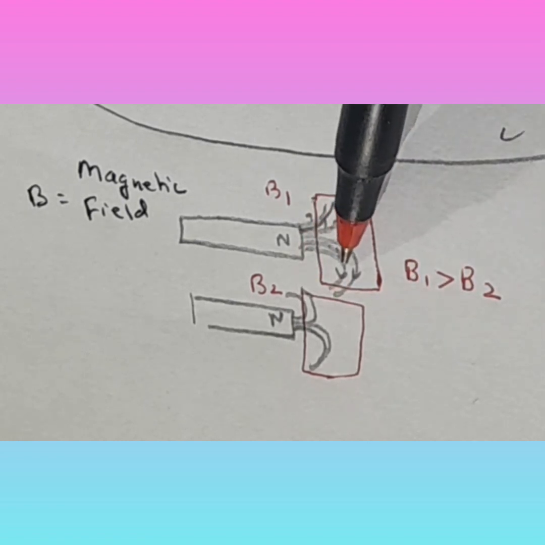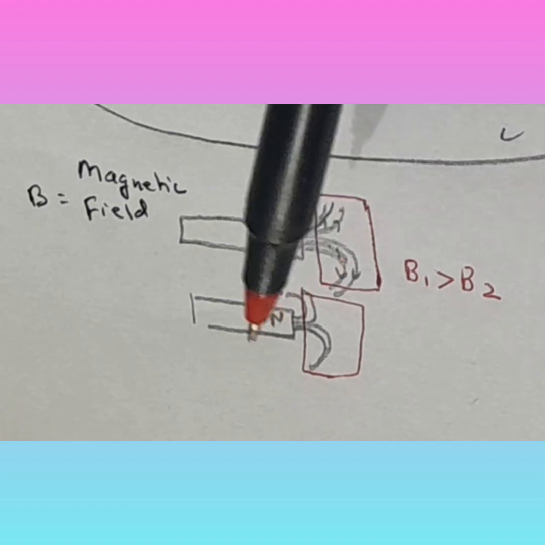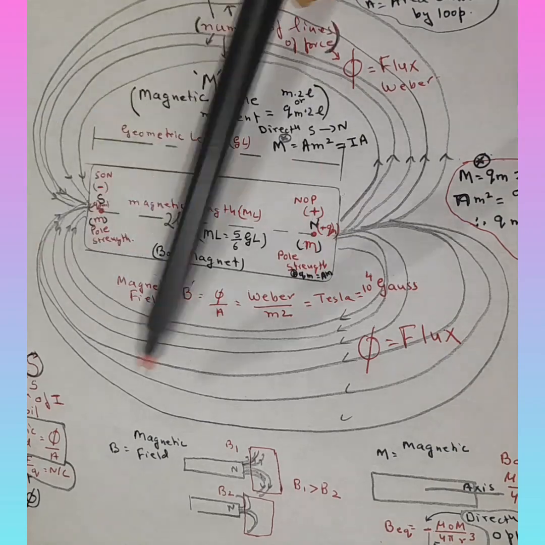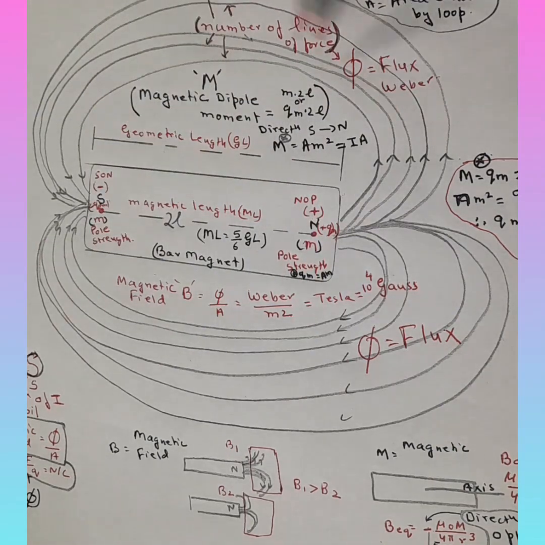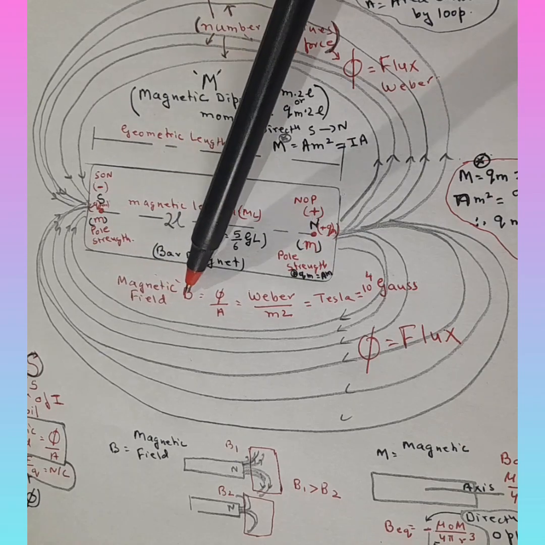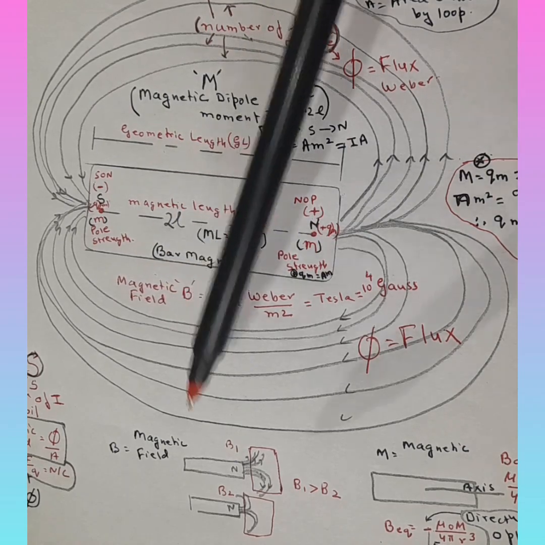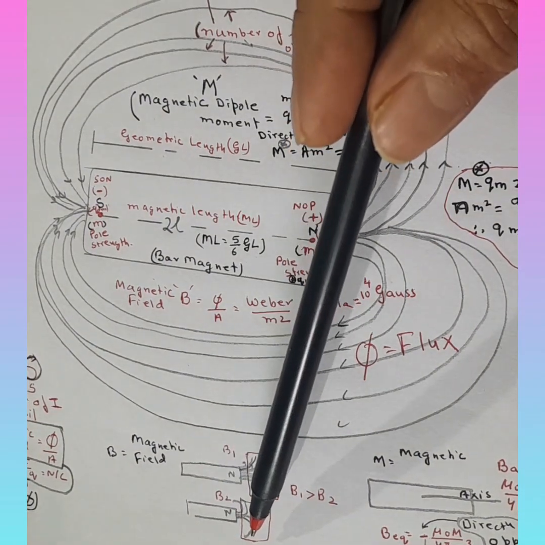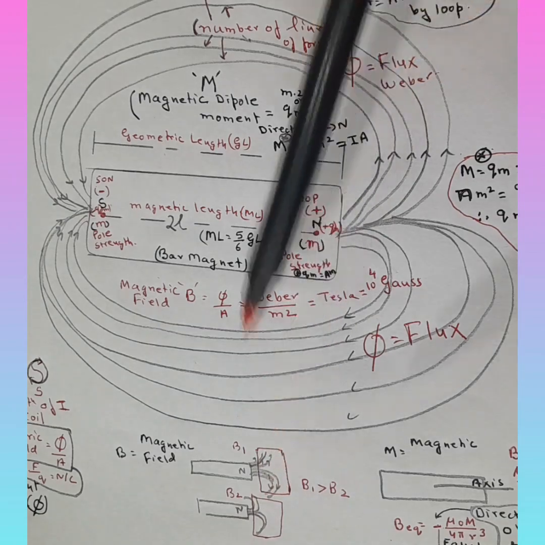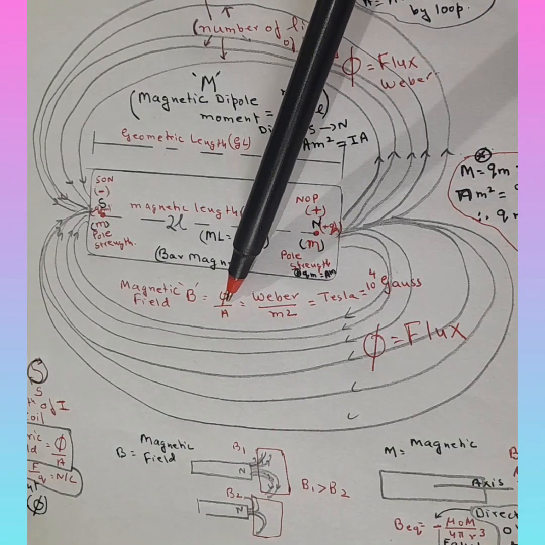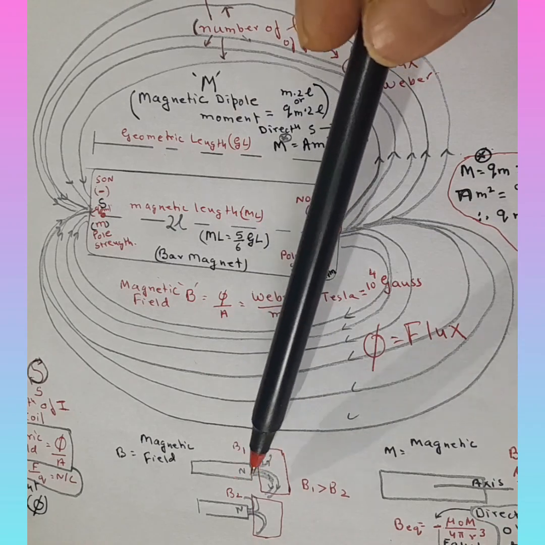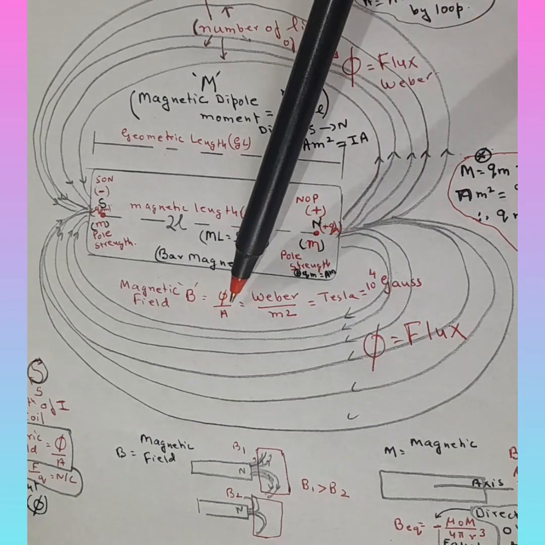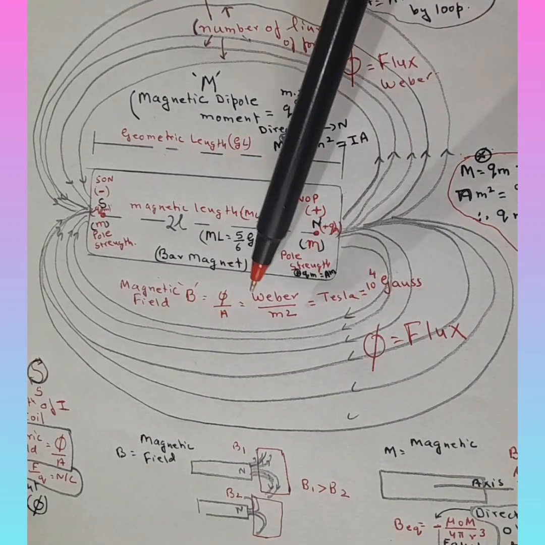Now who is responsible for that? It is flux. So there has to be some formula for magnetic field. These are all lines of force. So magnetic field B is equal to flux over area, that is, lines of force divided by area. Obviously in both cases the denominator is the same, but the flux, the lines of force, is more. So B1 is greater than B2. So we got a reason why B1 is greater than B2, and this is its formula, flux over area.